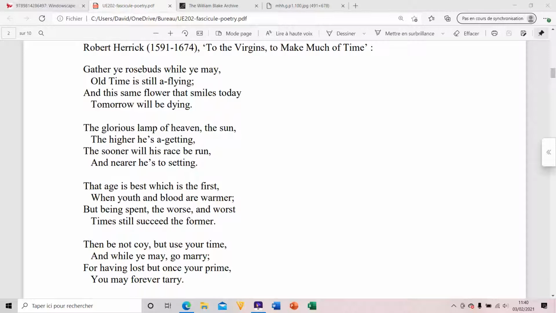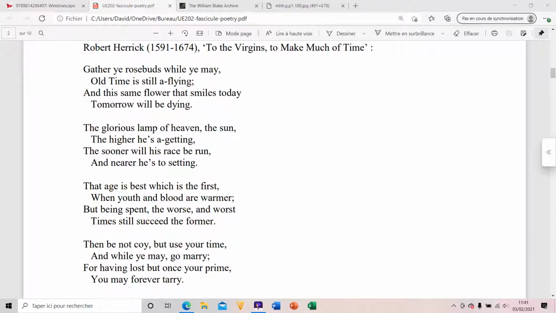Gather ye rosebuds while ye may, old time is still a-flying, and this same flower that smiles today, tomorrow will be dying. The glorious lamp of heaven, the sun, the higher he's a-getting, the sooner will his race be run, and nearer he's to setting. That age is best which is the first, when youth and blood are warmer. But being spent, the worse and worst times still succeed the former. Then be not coy, but use your time, and while ye may go marry, for having lost but once your prime, you may forever tarry.